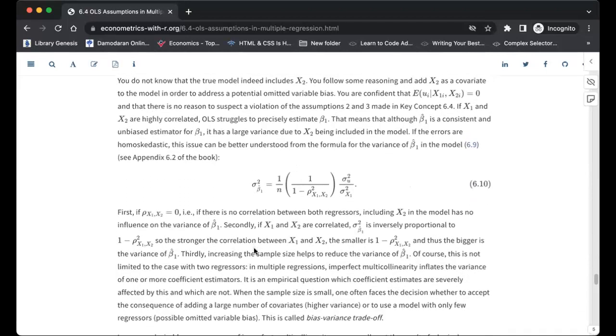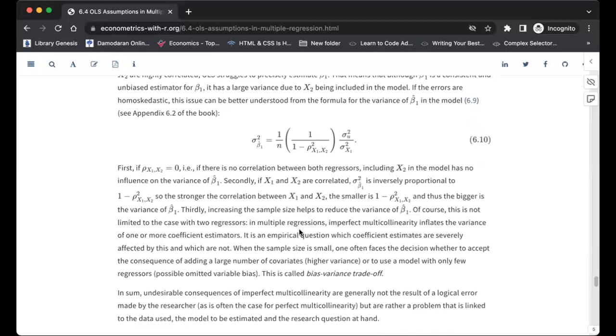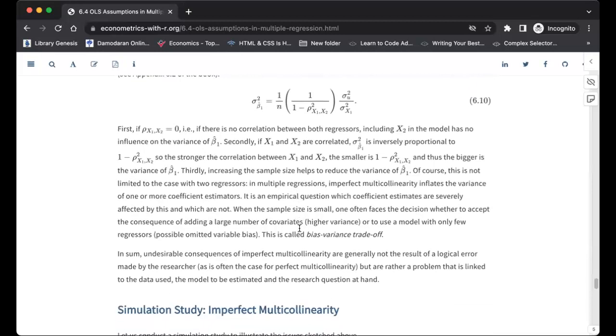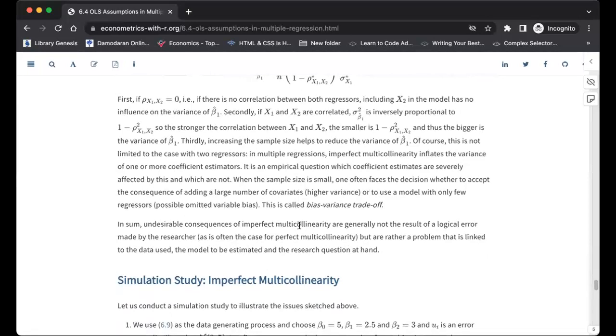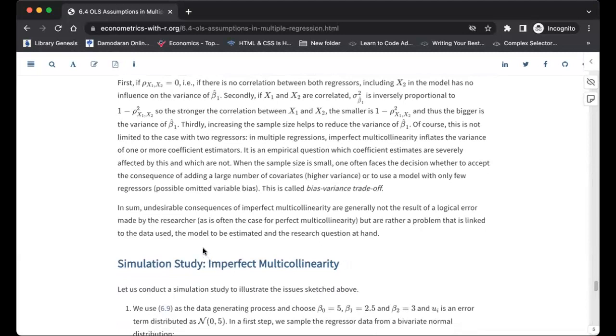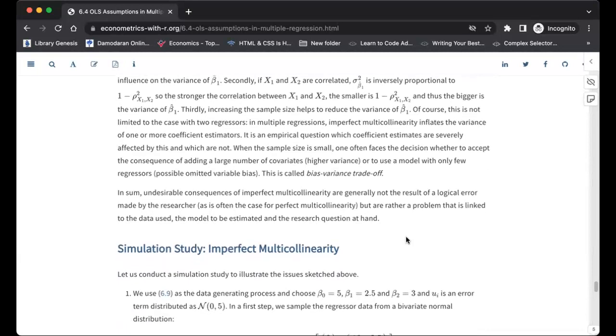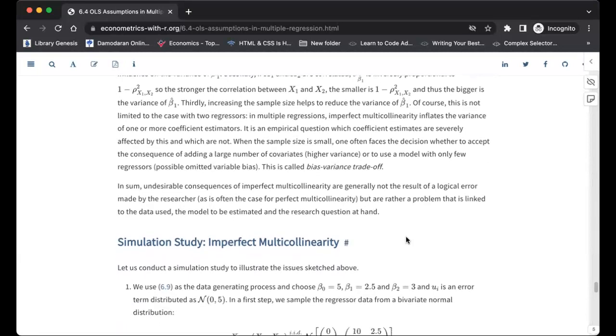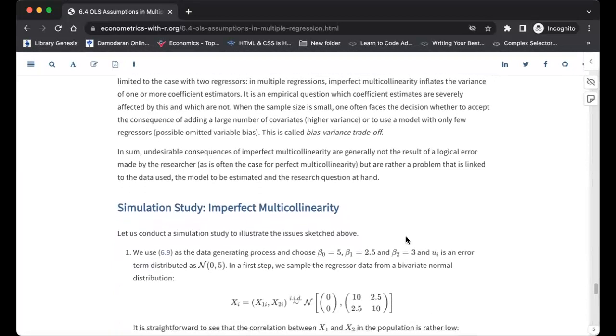The book then tries to give the mathematical explanation for this. So basically, in sum, undesirable consequences of imperfect multicollinearity are generally not the results of logical errors made by the researcher, as in the case of perfect multicollinearity, but are rather a problem that is linked to the data set used, the model to be estimated, and the research question at hand. Then it gives some simulated examples.